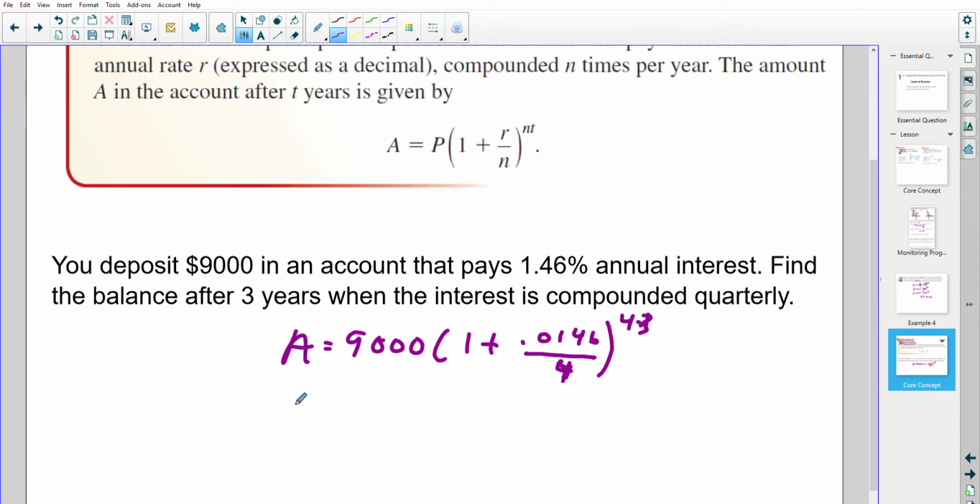All right, so now when you plug that in your calculator, let's see, 9,000 times parentheses 1 plus 0.0146 divided by 4, and then that's going to be to the power of 4 times 3 or 12. And that answer ends up being $9,402.21.